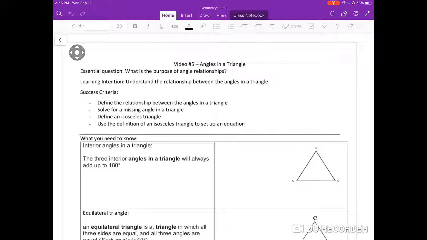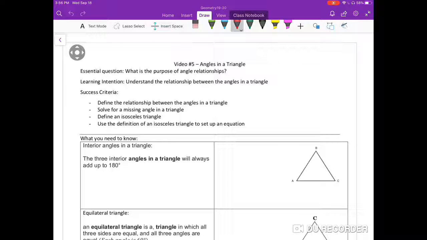So the first thing that you need to know here is that the three interior angles in a triangle always add up to 180. So in this picture over here, we should know that angle A plus angle B plus angle C is 180 degrees.